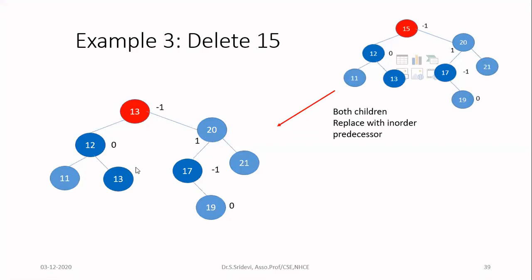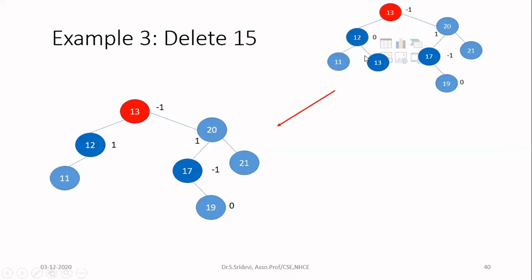Now here, since we have copied this 13 in the place of 15, we are going to remove this 13 now. Where is this 13 available? It is a node in the leaf level. So you can remove this 13 and replace the corresponding link of its parent with null. So now I have removed this 13 and replaced the right link of 12 with null. Because of that, I am getting this particular tree.